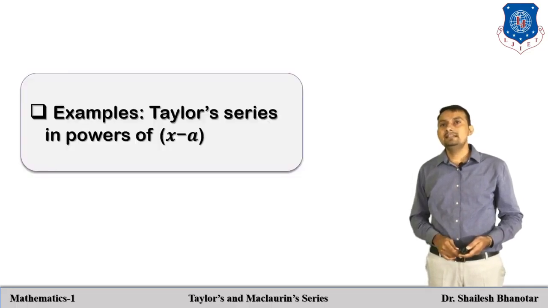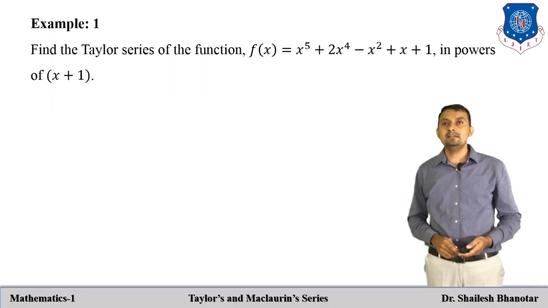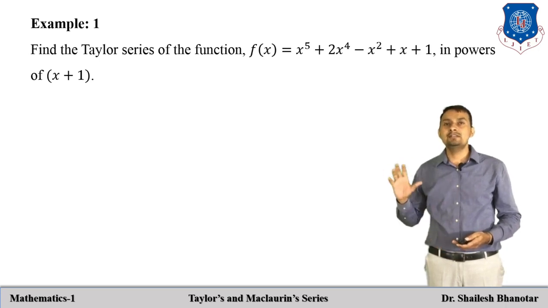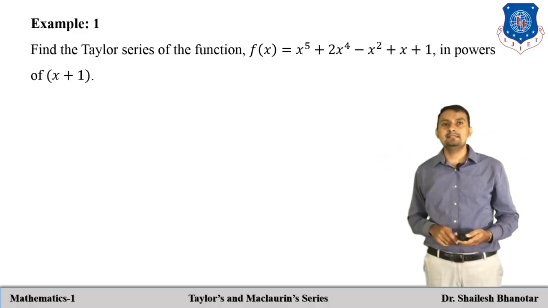Now let's have a look at the examples based on Taylor series in powers of x minus a. This is the first question. Find the Taylor series of the function f of x is equal to x raised to 5 plus 2x raised to 4 minus x square plus x plus 1 in powers of x plus 1. Your given function has degree 5. So the first question arises: how many terms should we consider whenever we consider the Taylor series representation?